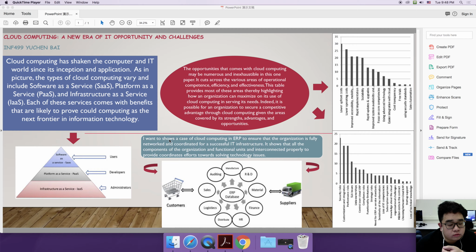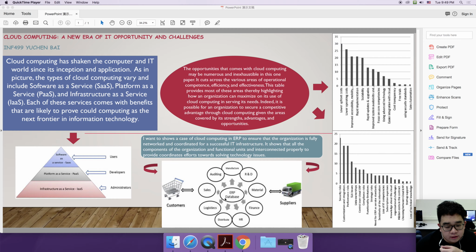Also, I want to show a case of cloud computing in ERP, to ensure that the organization is fully networked and coordinated for a successful IT. It shows that all the components of the organization and functional units are interconnected properly to provide coordinated efforts towards solving technical issues.